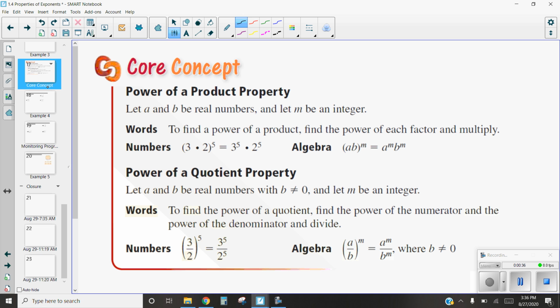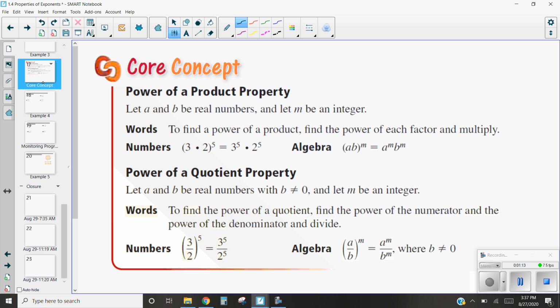Now the power of a product property basically says that if I want to find the power of a product, or I'm multiplying two numbers and I want to find the power of those two numbers, what I would do is apply the power to each of the different factors and multiply. So for example, if I had 3 times 2 to the power of 5, I would apply my power to both of them, so that would be the same as 3 to the power of 5 times 2 to the power of 5. Or in algebra, if we used it with variables, we would say a times b to the power of m would be the same as a to the m times b to the m.